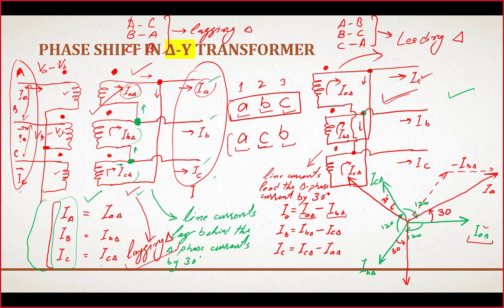Delta can be connected in leading or lagging formation. If delta is in leading delta, then delta side quantities will lead. If delta is connected in lagging formation, then delta side line currents will lag behind the Y.